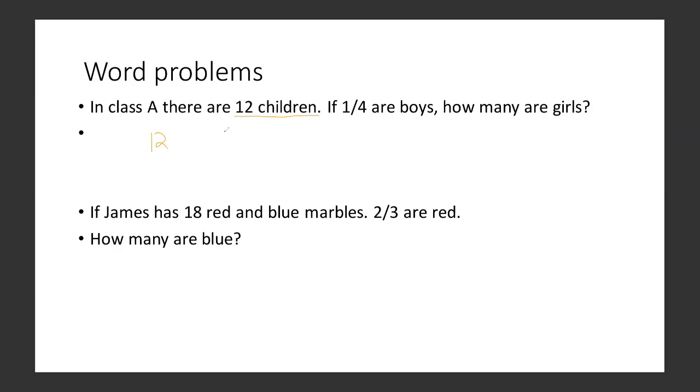If a quarter, just write it down like this. If a quarter are boys, how many are girls? Now, to find out how many girls there are, we want to know how many boys there are. We know there's 12 children altogether. So we want to know 1/4 of 12.